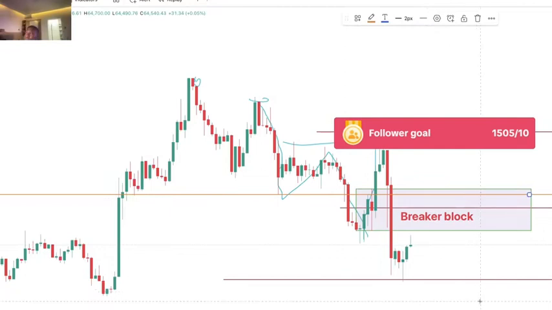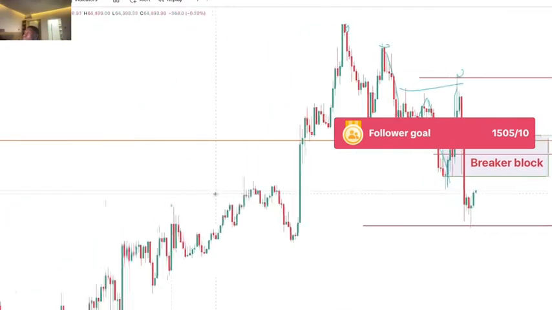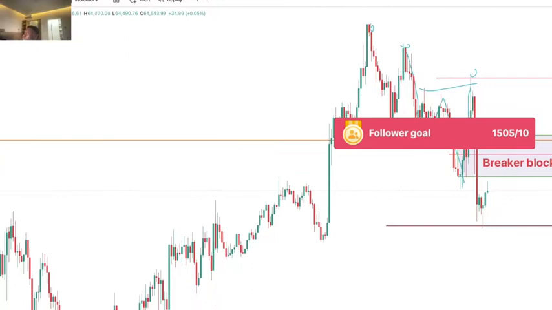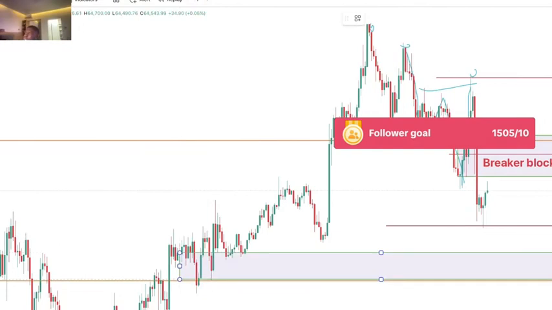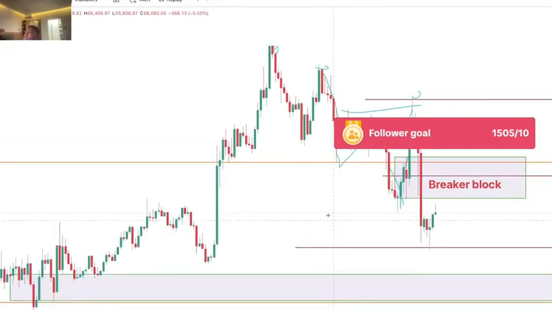So if this pushes the price down, I have a zone I'm looking at, which is this area, because I have a lot of liquidities clustered at this zone. So I'll be looking for price to push this, looking for something like this into this zone.